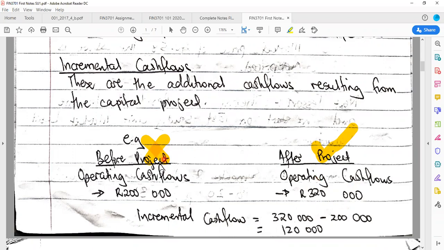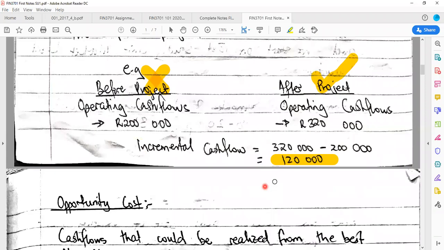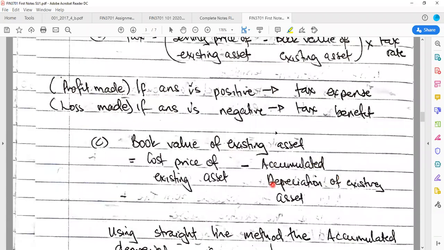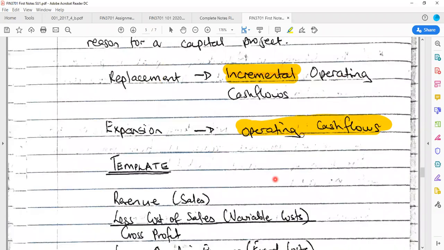If we are replacing an existing asset with a new asset, we are concerned with what we call the incremental operating cash flow, which is the difference between what we are getting now after the new asset and what we were getting before the new asset. So with the replacement problem, we are concerned with the incremental operating cash flow. But with an ordinary expansion problem where we're just expanding, we are just concerned with the operating cash flow from the new asset. We are not concerned with the difference between the existing and the new asset.